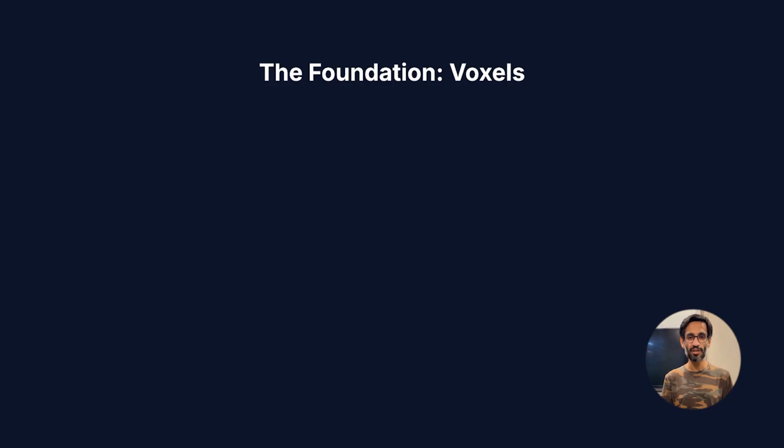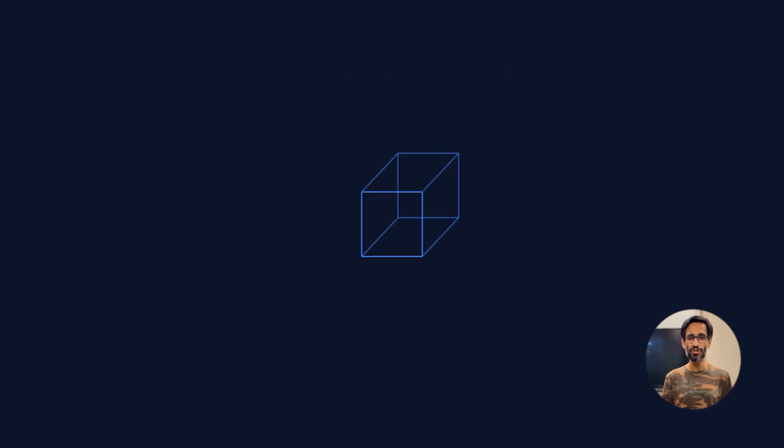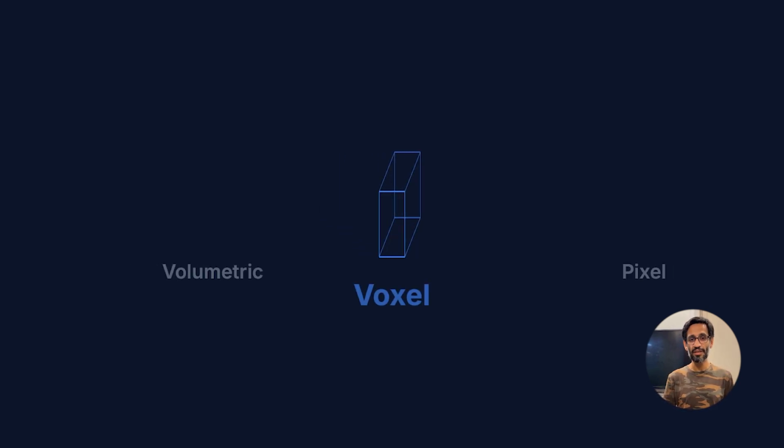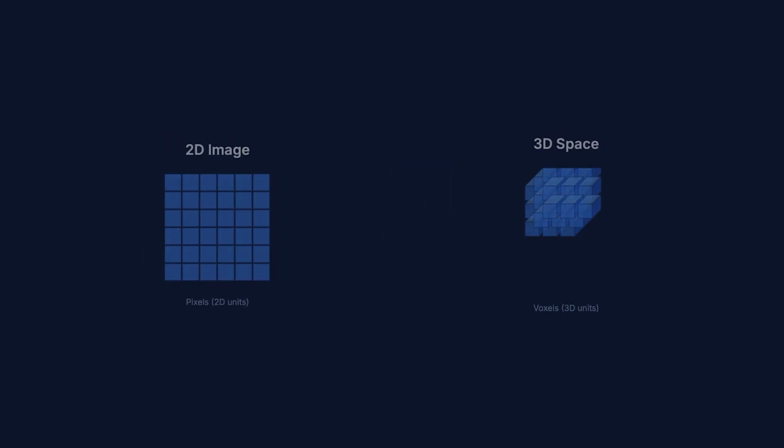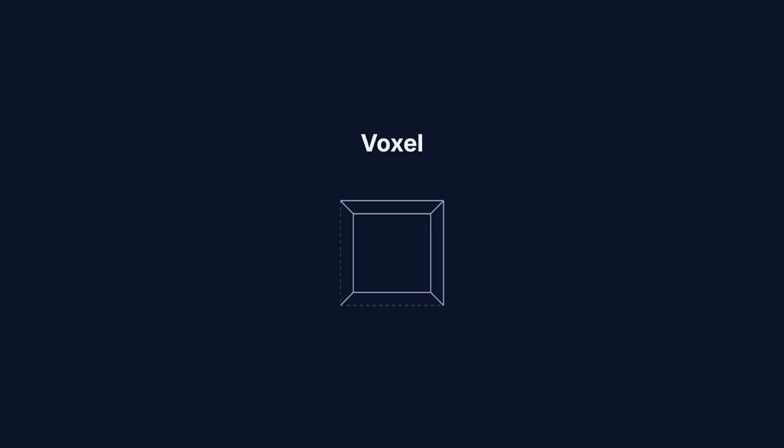It starts with something called voxels. CS2's smoke system is built on voxels, tiny invisible cubes that fill 3D space. The word voxel comes from combining volumetric and pixel. Just like a pixel is the smallest unit of a 2D image, a voxel is the smallest unit of 3D space. Here's what makes voxels special.